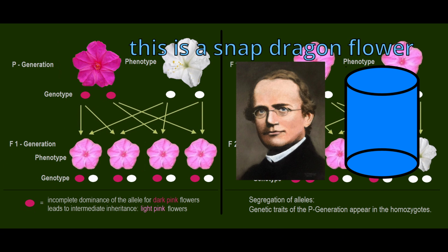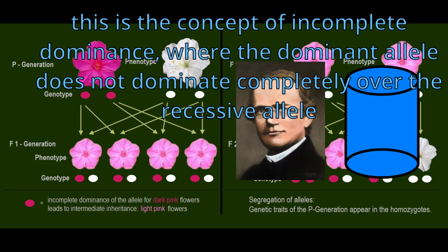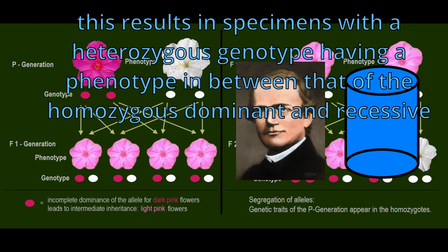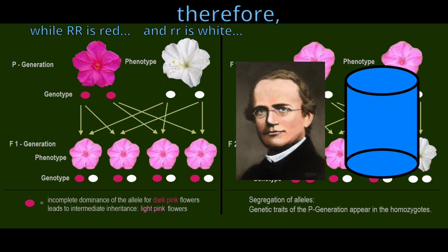This is a snapdragon flower. If you cross a red flower with a white flower, it makes a pink flower. This is the concept of incomplete dominance, where the dominant allele does not dominate completely over the recessive allele. This results in specimens with a heterozygous genotype having a phenotype in between that of the homozygous dominant and recessive. Therefore, while big R is red, and little r is white, big R little r is pink.